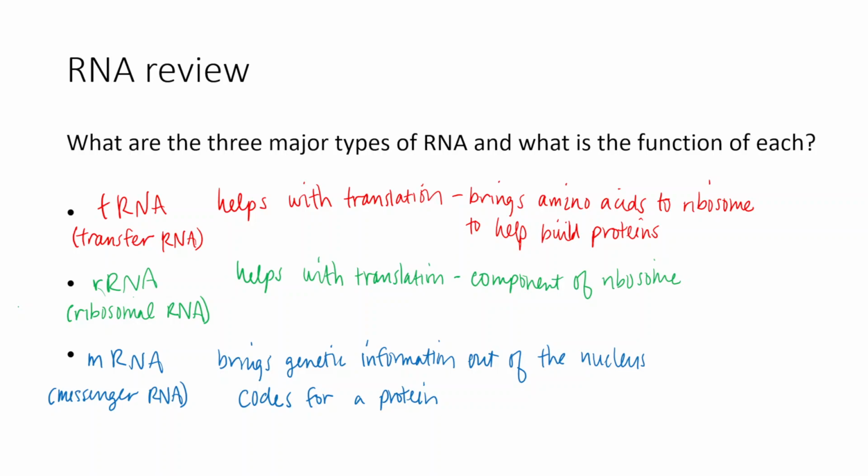So really all three of the types of RNA are involved in making proteins. One is the code, and the other two help with the process of translation. Does that help? Okay. Yeah.